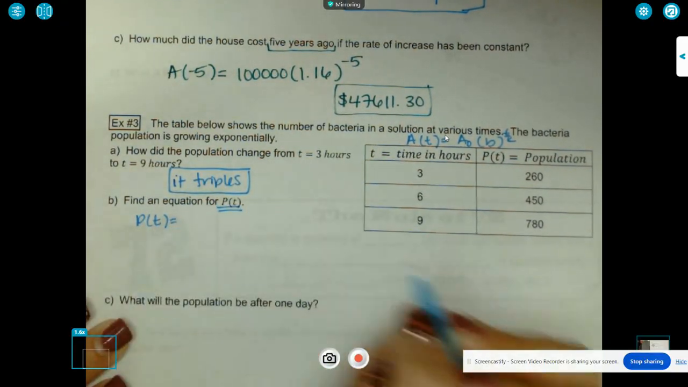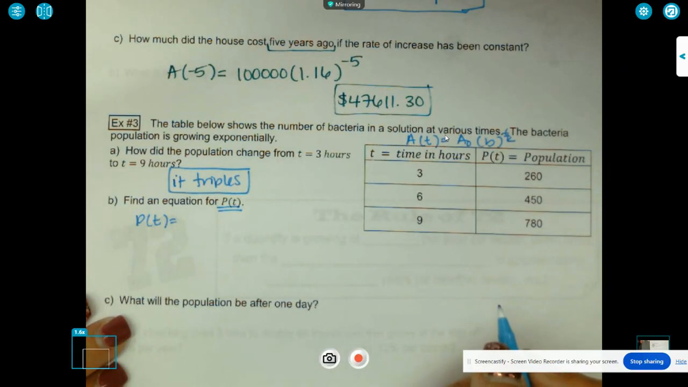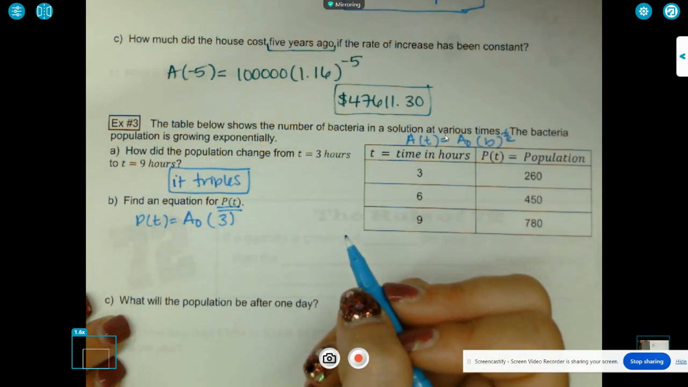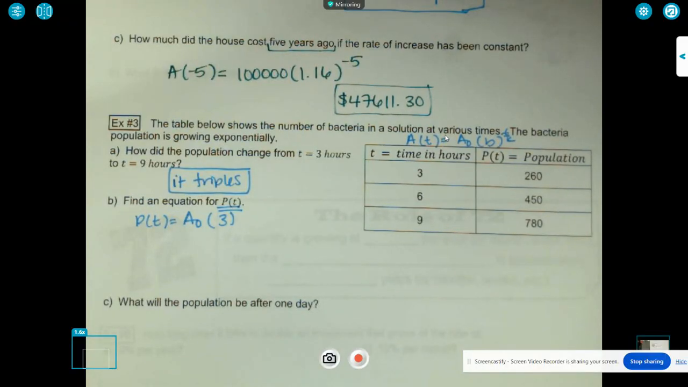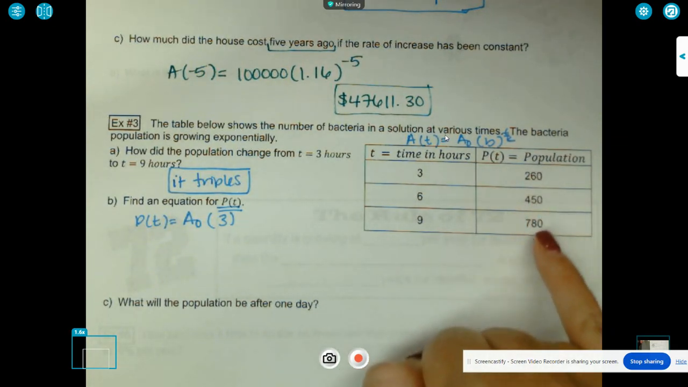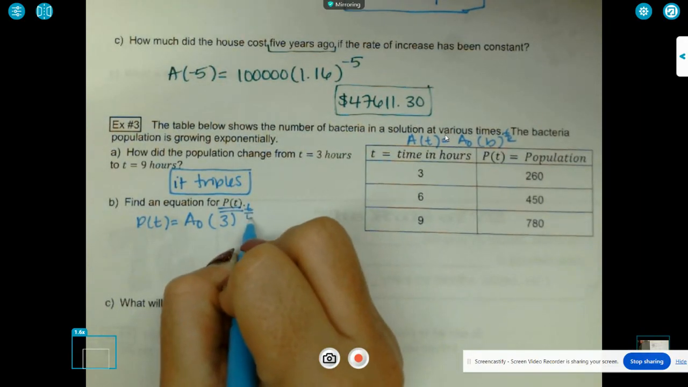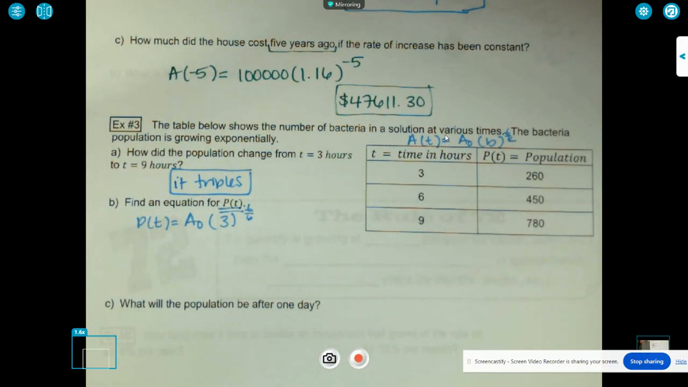So P of t equals, all right, do we know our A0? Do we know the very beginning amount when time is 0? No, we don't know that. Okay, but we know it triples. Okay, and how long does it take to triple? So we went from here to here, right? So the difference from 3 to 9 is 6. Okay, so we know it takes 6 hours for it to triple. Does everybody understand me?